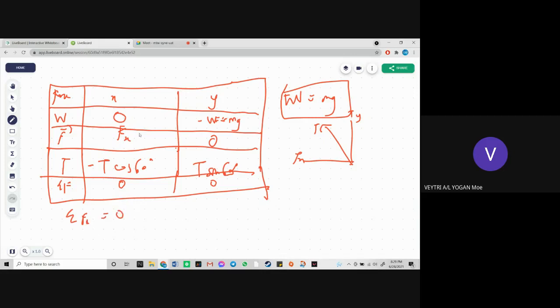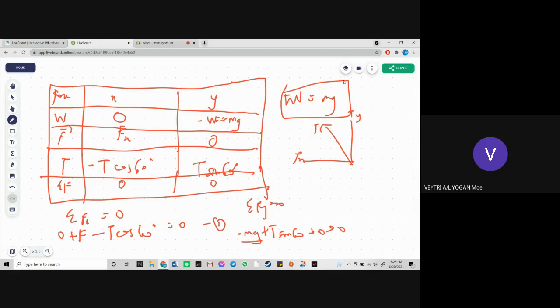So, F0 tambah F tolak T cos 60 degrees equals to 0. This will be your first equation. EFY equals to 0. So, negative mg tambah T sin 60 tambah kosong equals to kosong. Okay? mg, you can open it up.